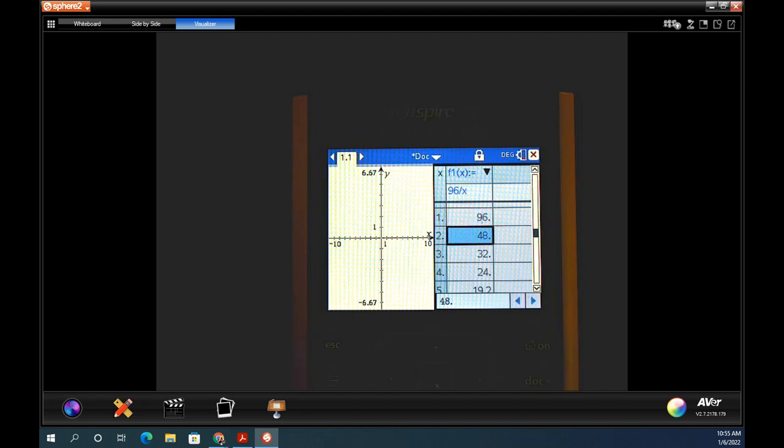Is 48 a perfect square? Yes or no? No. 32? Is that a perfect square? Yes or no? 24? No. All right, skip the decimals. What about 16? 16 is a perfect square, but it's 16 times 6. That's what you got to remember.